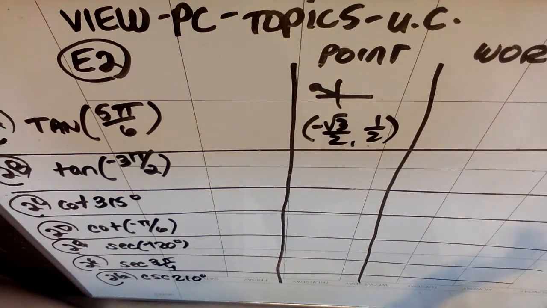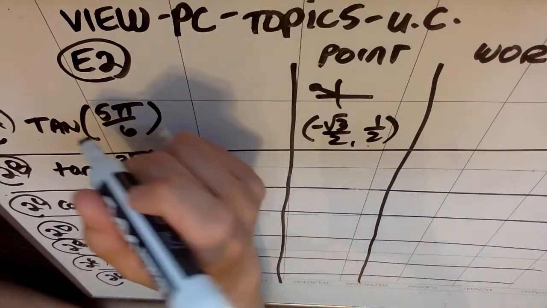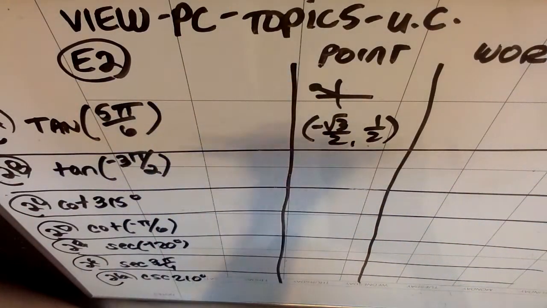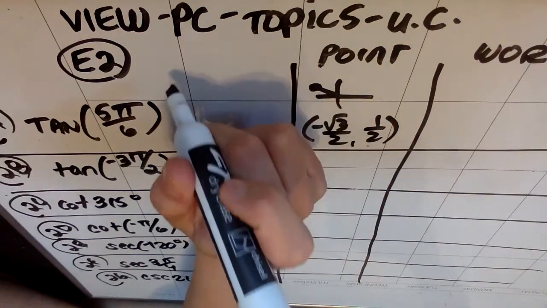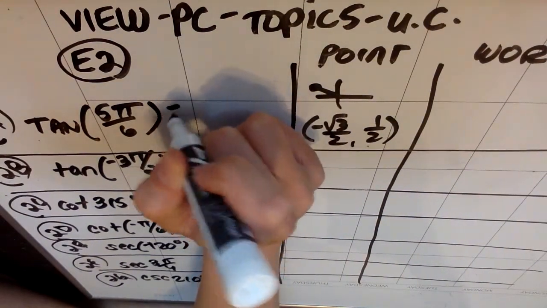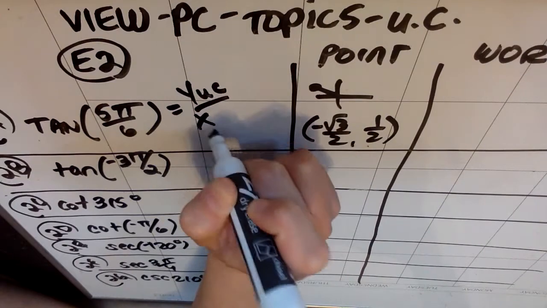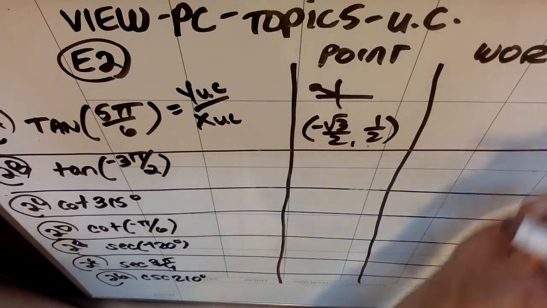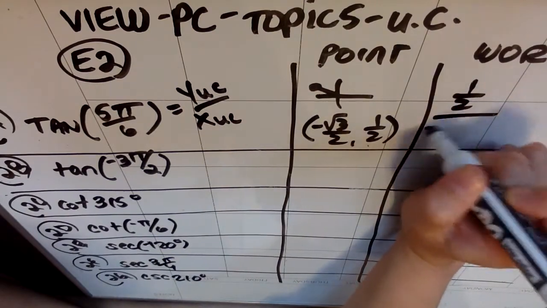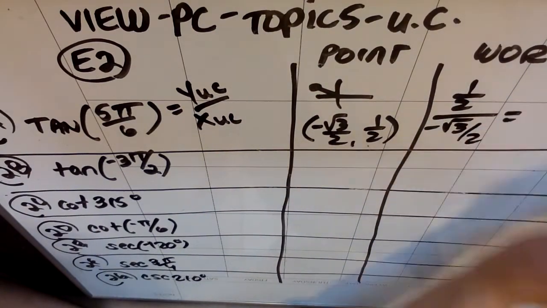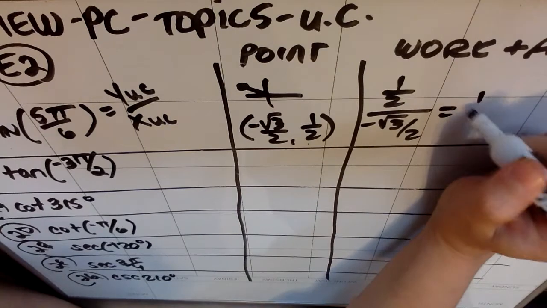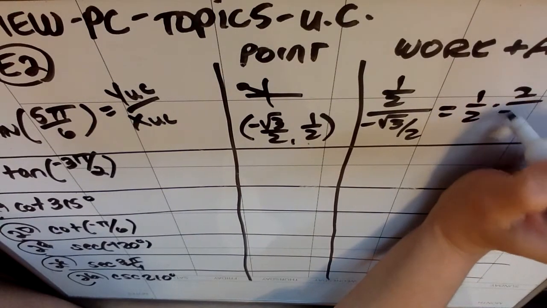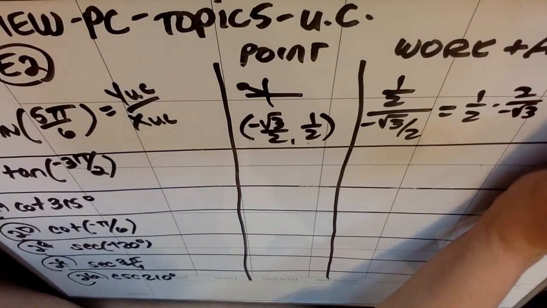And then the next thing I need to do is think about the relationship of tangent. You may remember from our notes the other day, or earlier, it was the other day for me, but for you it's the same day, that tangent is the y on the unit circle on top of the x on the unit circle. So I need to put this y value on top of this x value. That's going to be 1/2 over a negative root 3 over 2, which when we simplify that, I'm going to get 1/2 times 2 over a negative root 3, or a negative 1 over root 3.